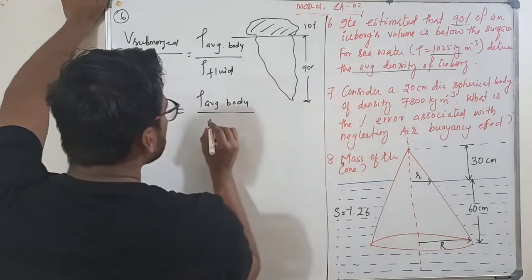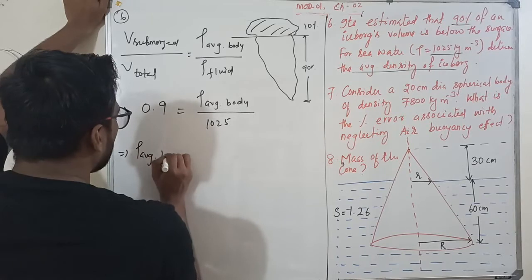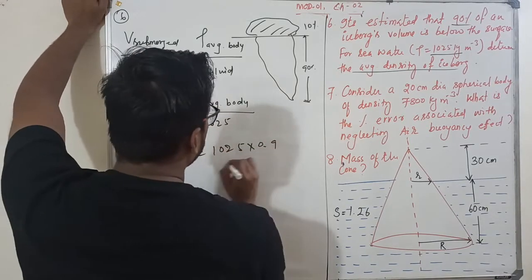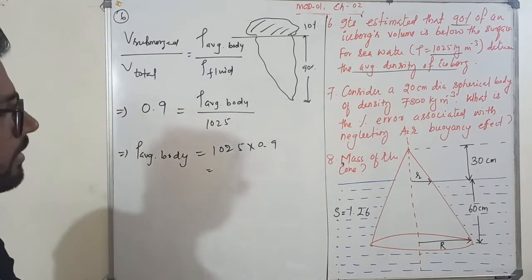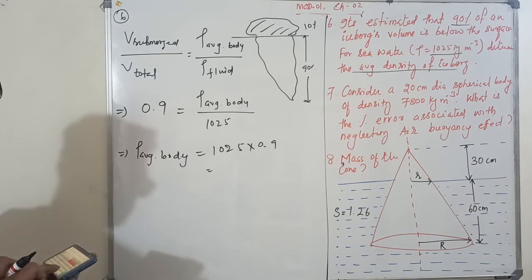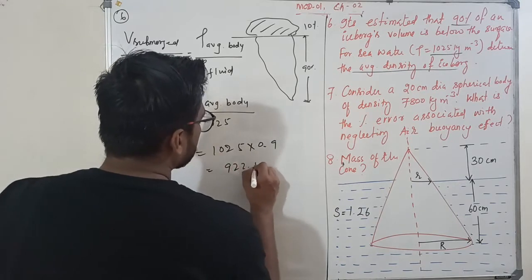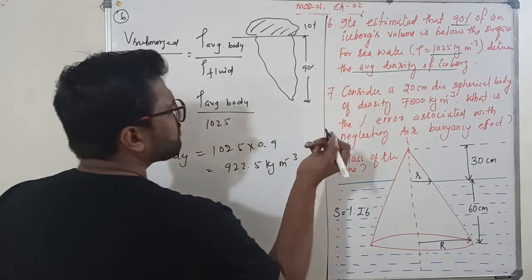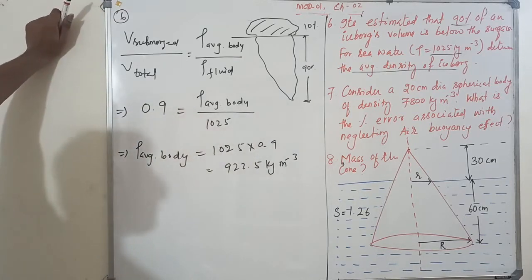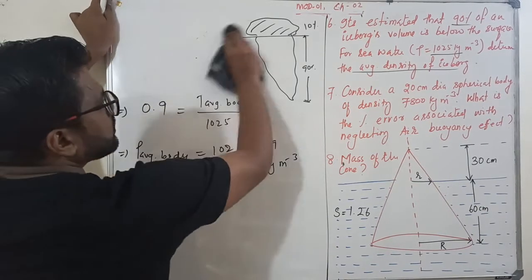What is the density of fluid? Given 1025. So what is your average density of body? Sir, average density of body is 1025 multiplied by 0.9. How much did you get? I got 922.5 kg per meter cube. Very simple question. Okay, go ahead, solve this. Done? Good. So now let us go to question number 7.